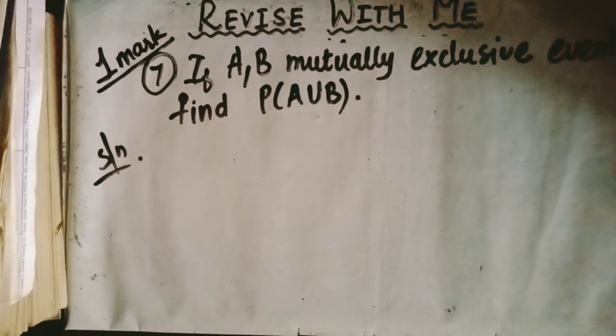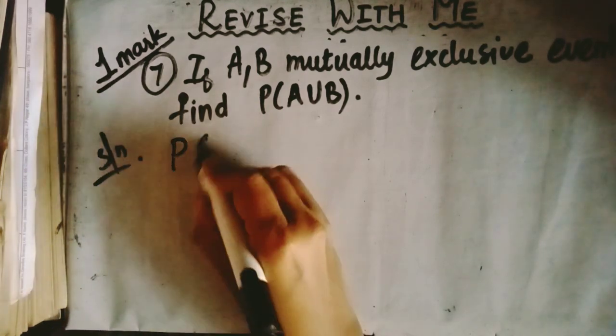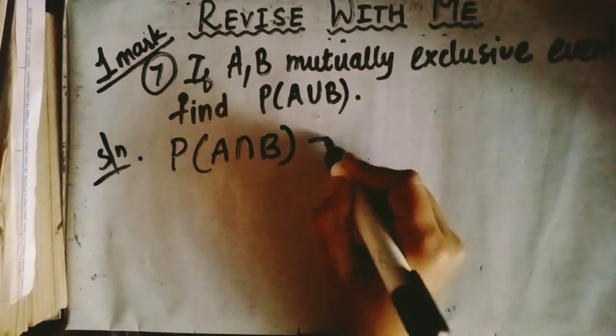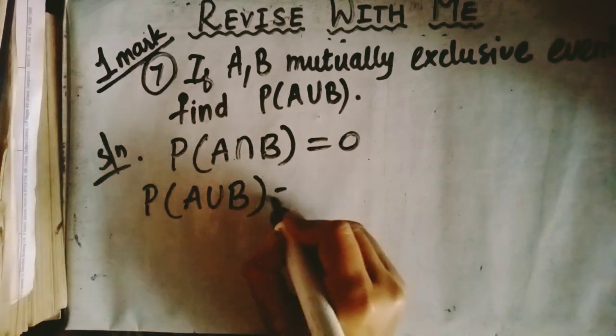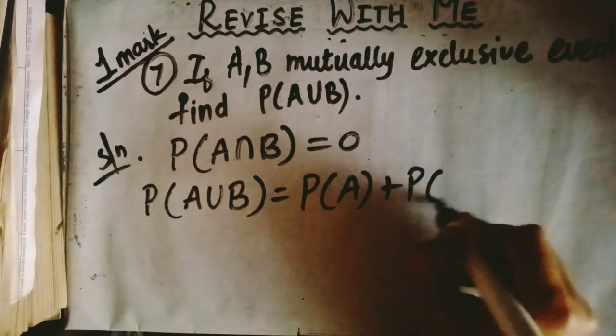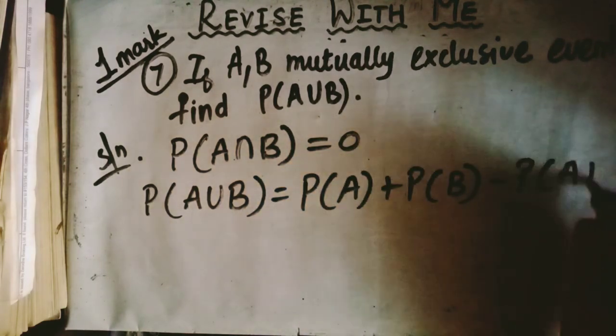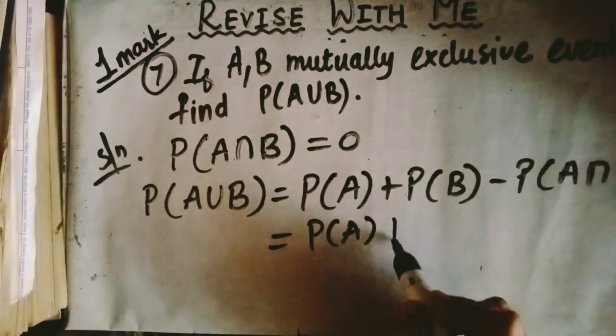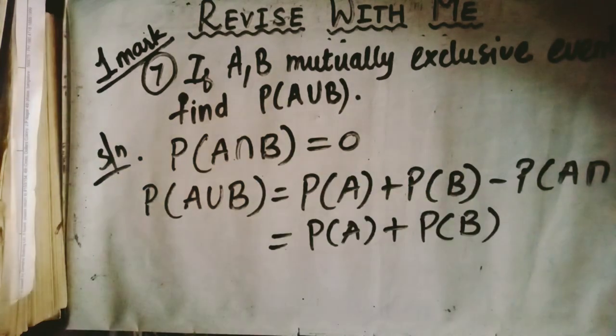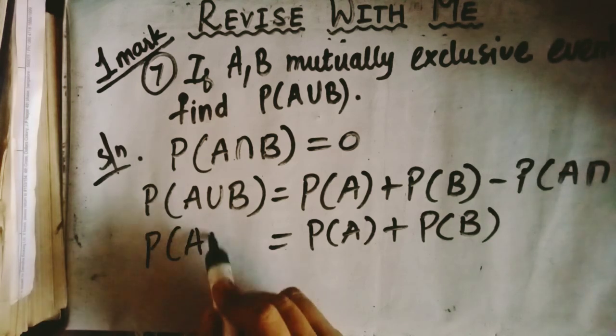Okay, so here it is given that if A and B are mutually exclusive events, you have to find P of A union B. Now if A and B are mutually exclusive events, then the probability of their intersection is 0, right? So if you use the formula P(A ∪ B) = P(A) + P(B) − P(A ∩ B) and substitute this value, you will get P(A) + P(B) when A and B are mutually exclusive events. So this is the answer.